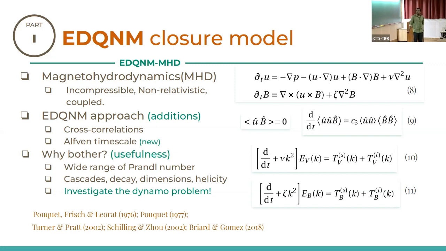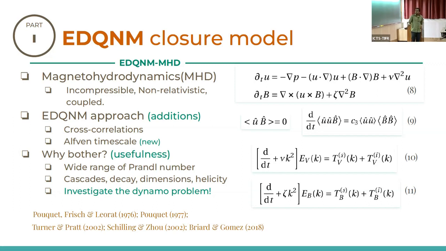And that finally gives rise to the EDQNM MHD closure model, which has its own uses, that one can range over a wide range of Prandtl number or in the landscape of magnetic as well as kinetic Reynolds number, and we can investigate the cascades, helicity, the decay of the system, and we are interested in this particular problem, which is the dynamo effect.